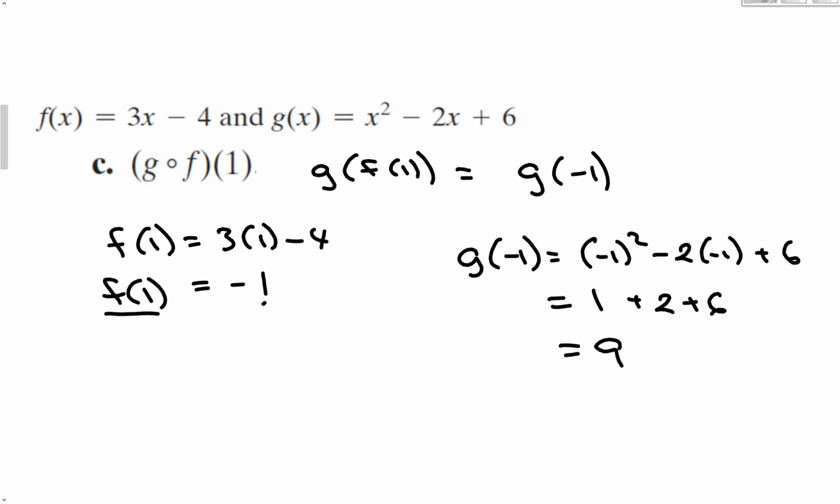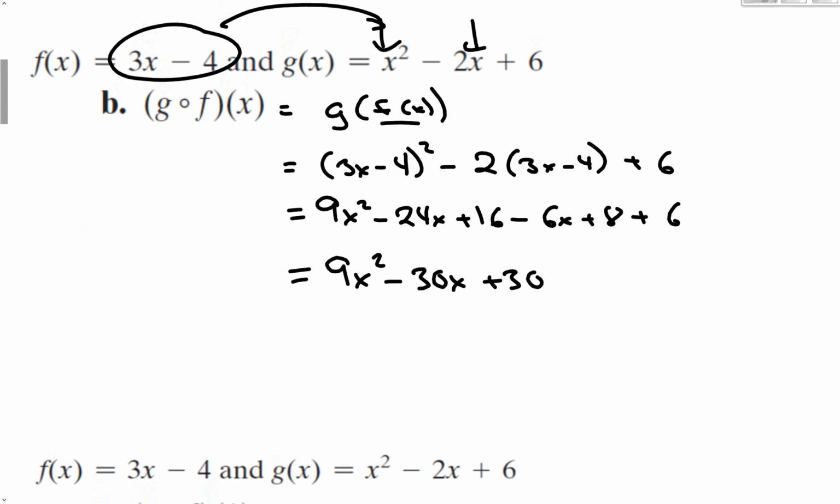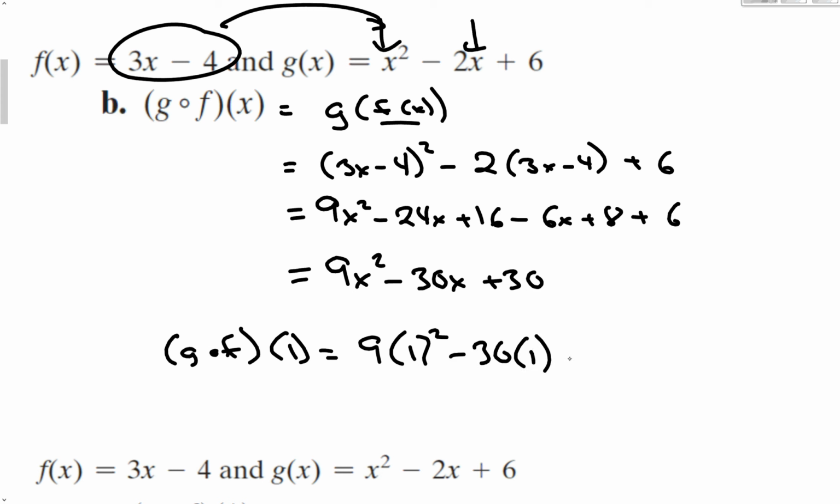So if I wanted to find g of f of 1, I could have plugged it right into this function because that's g of f of x, which would give me 9 times 1 squared minus 30 times 1 plus 30, which is 9 minus 30 plus 30, which is just 9. Same thing that I got here.